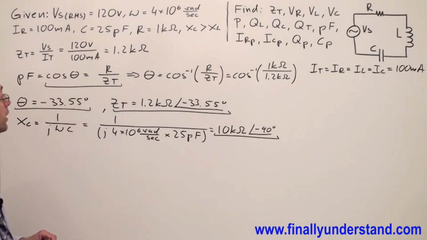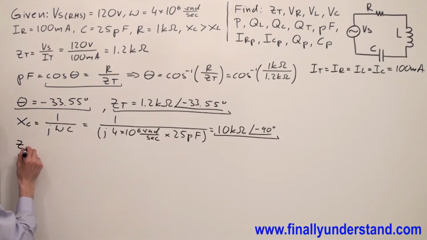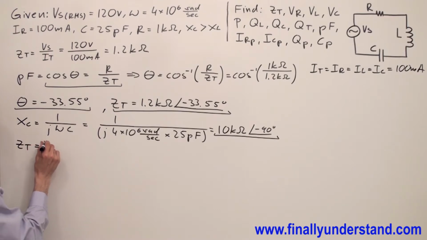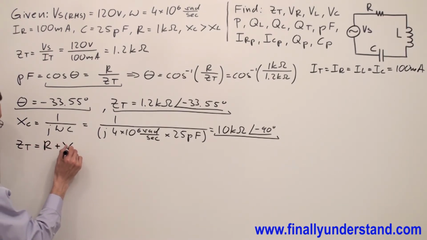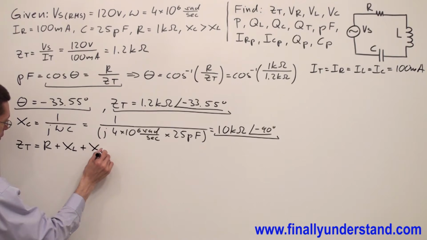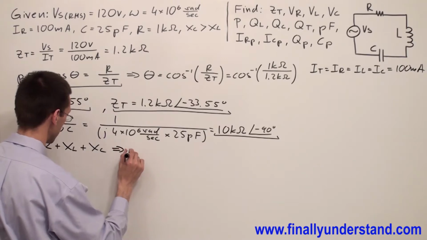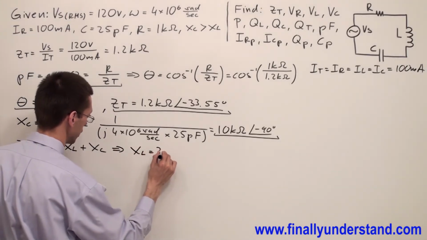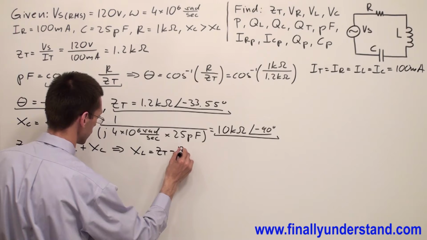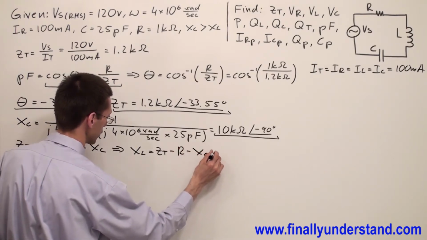Next, we're supposed to find X of L. In order to find X of L, I'm going to use the formula for impedance of the series circuit. Z total is equal to R plus X of L plus X of C. So I have Z total with angle, I have resistance, and I have X of C. I can find X of L. So I'm supposed to write that X of L is equal to Z total minus resistance and minus X of C.